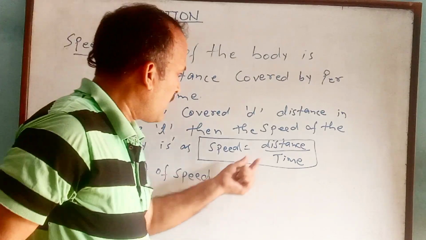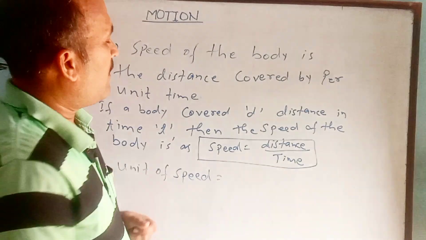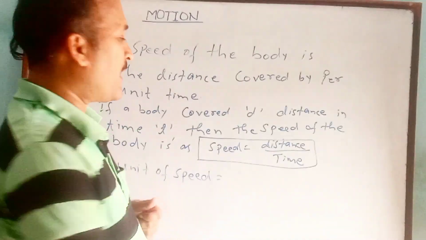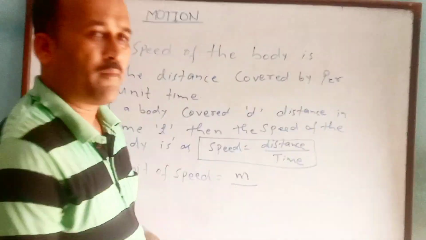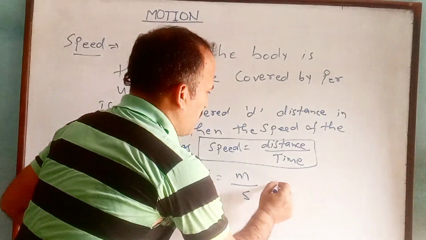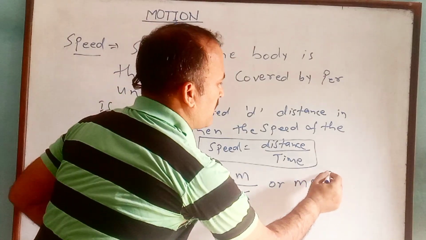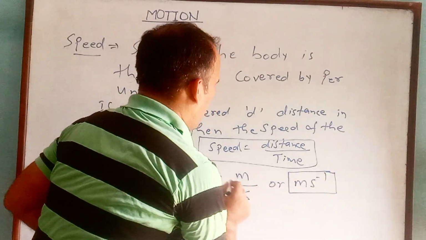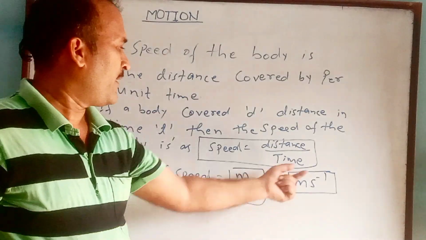Okay. Now next, the unit of speed. So write here the distance. The unit of distance is meter and the unit of time is second. So also write m s^-1. Both of these are the unit of the speed.